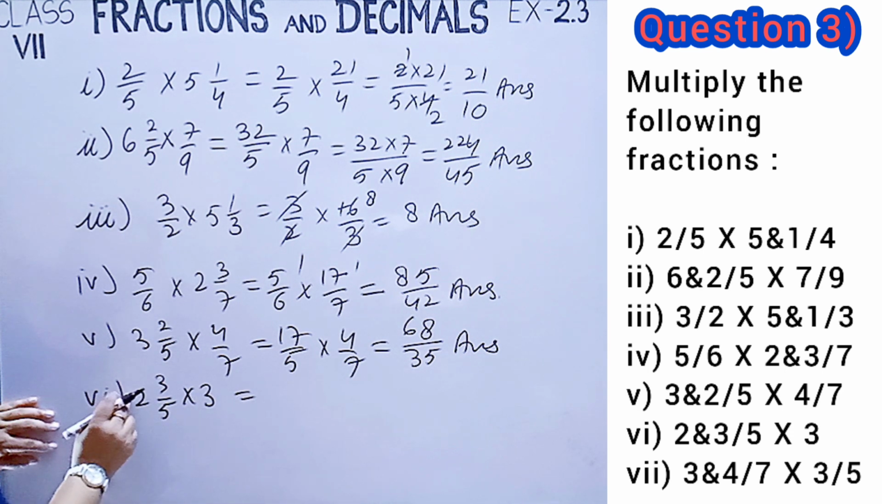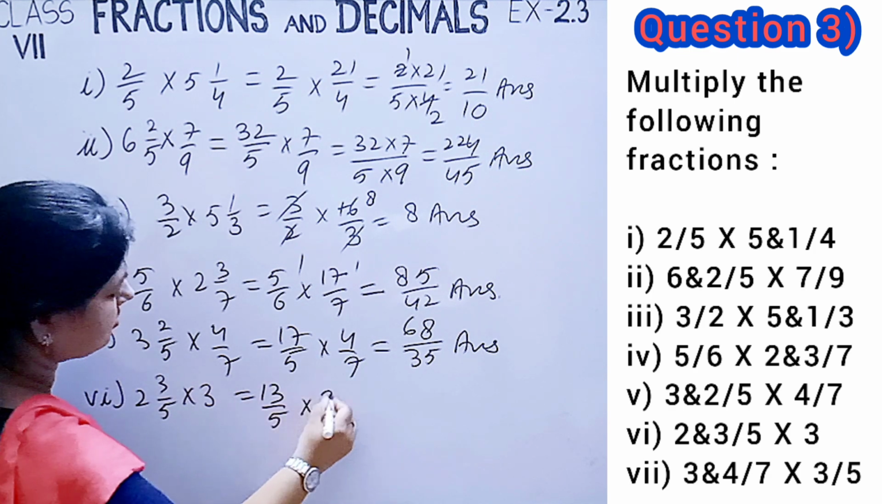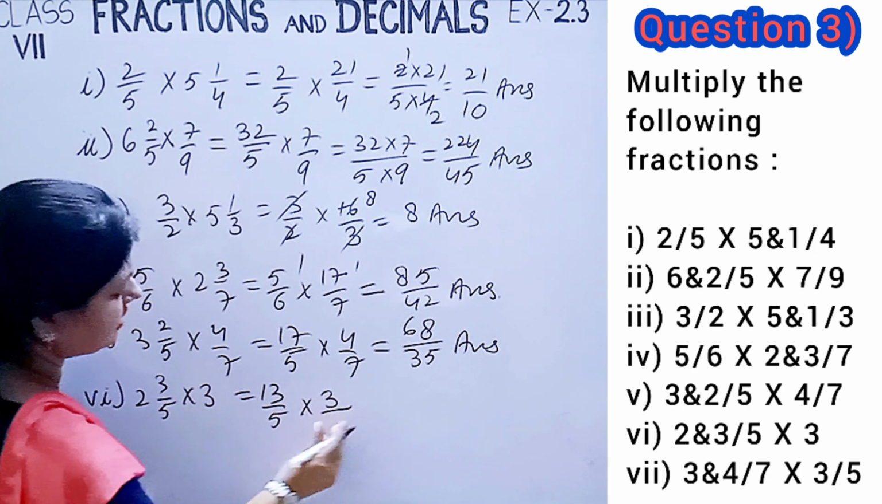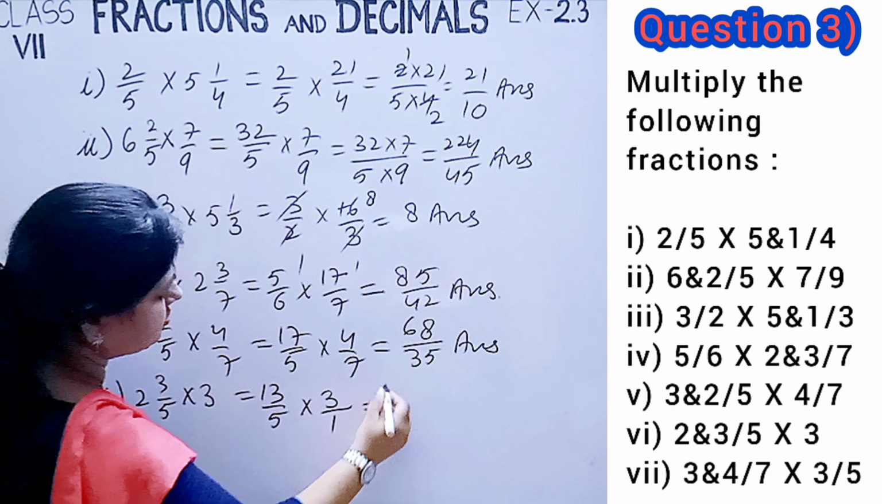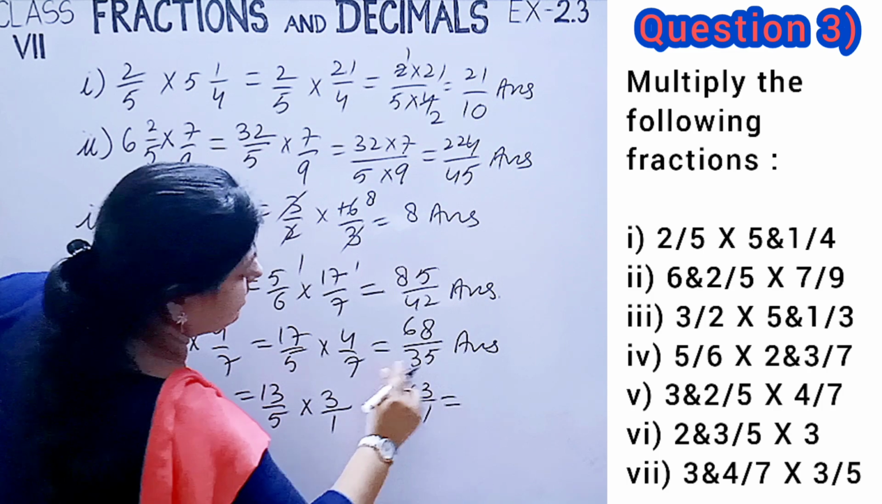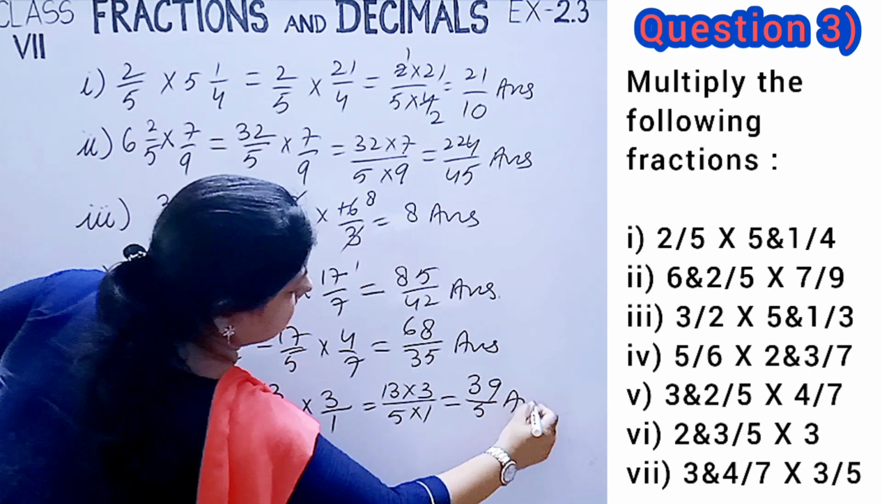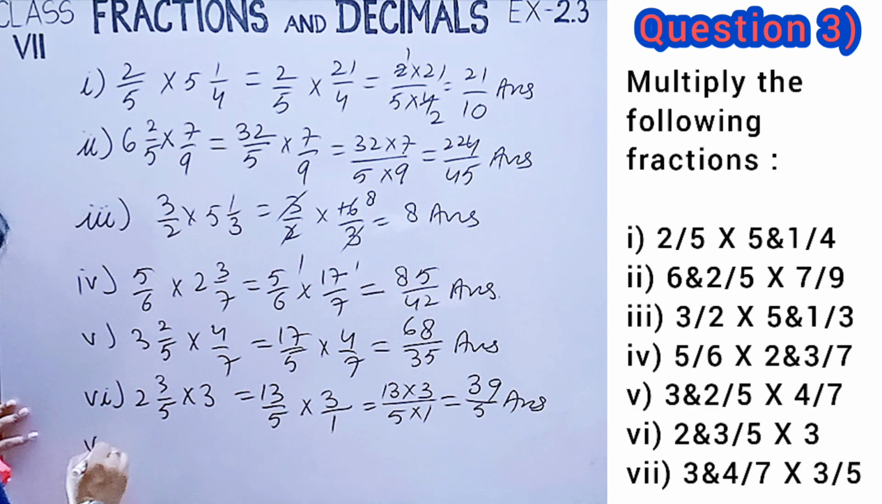So 5 2s are 10, 10 and 3, 13. 13 upon 5 into 3. So there is nothing in the denominator, we are putting here 1. So 13 into 3 and 5 into 1. 13 3s are 39 and 5 1s are 5. Answer. Last one is 7th.